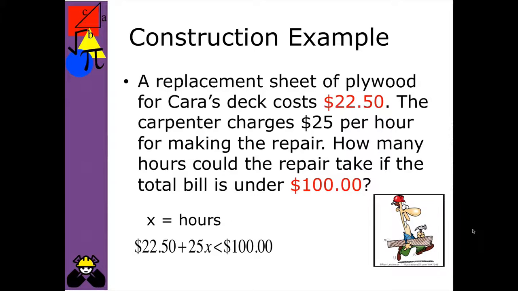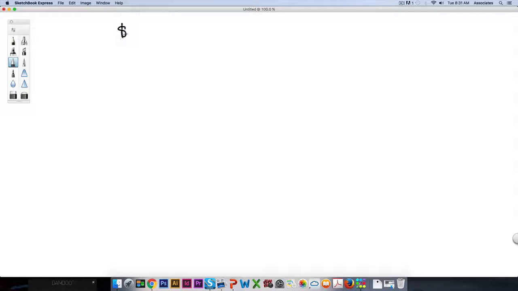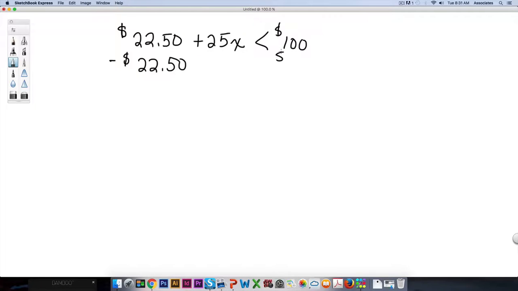So let's go to our slates and let's see how this one works out. All right, it's $22.50 plus 25x has to be less than $100. Now this is an inequality, so I have to be careful. I have to remember that if I multiply or divide by a negative, it's going to flip. But I solve it the same way. This is adding $22.50, so my first step is going to be subtract $22.50. Then I'm going to simplify. So these cancel. Adding $22.50, subtracting $22.50 cancel out.